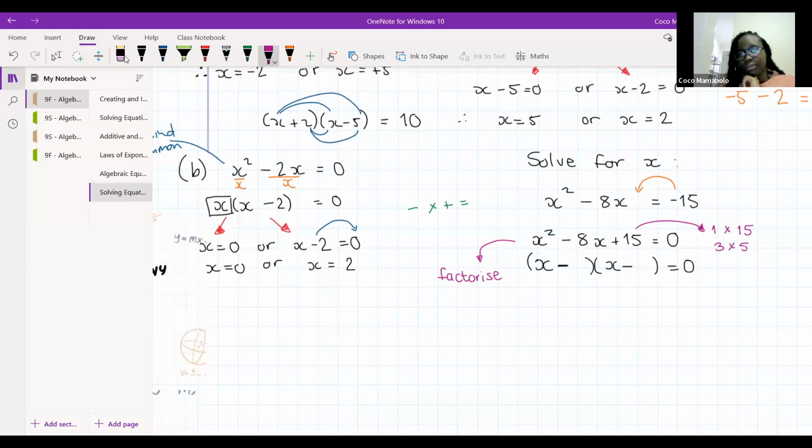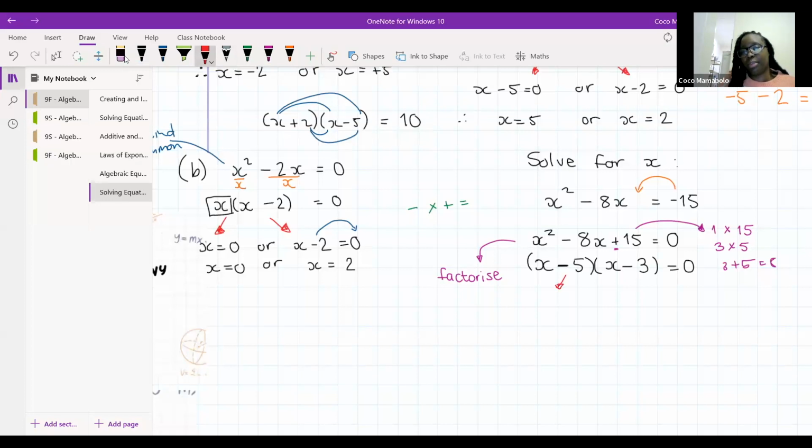Now, because this is positive 15, if I add these two numbers, which one of them will give me 8? 1 plus 15 is not going to give us 8, right? 1 plus 15 is going to give us 16. What about 3 plus 5? How much is 3 plus 5? 3 plus 5 will give us 8, ma'am. Good, and that's the number that we want in the middle. But because both of our signs are negative, it's going to be negative 5 and negative 3.